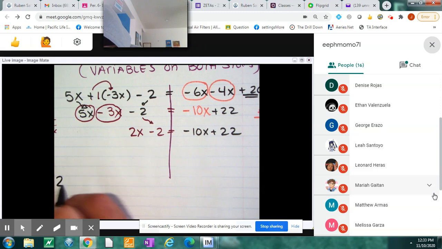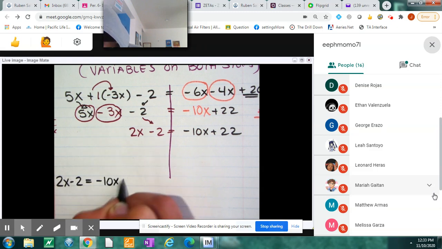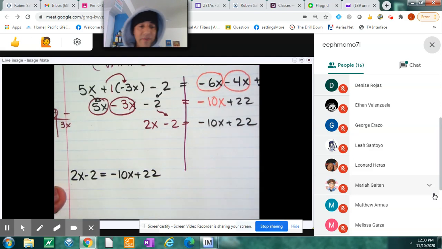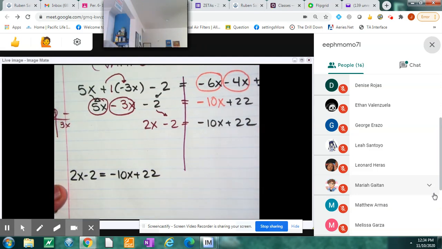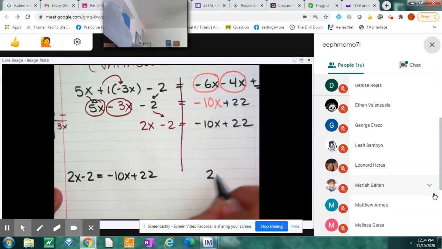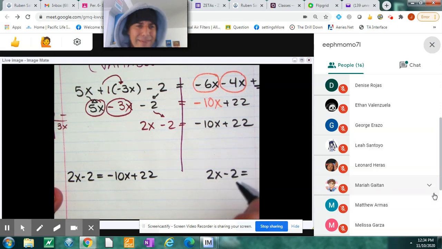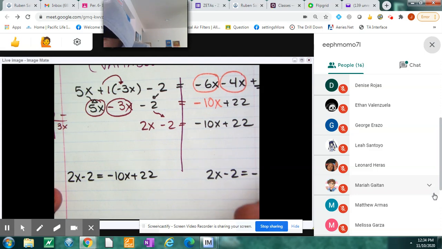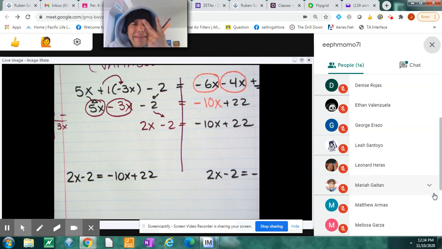So we got 2x minus 2 equals negative 10x plus 22. So write that twice, all right? Go ahead and write that twice. Here we go. Come on. Go ahead and write it twice.